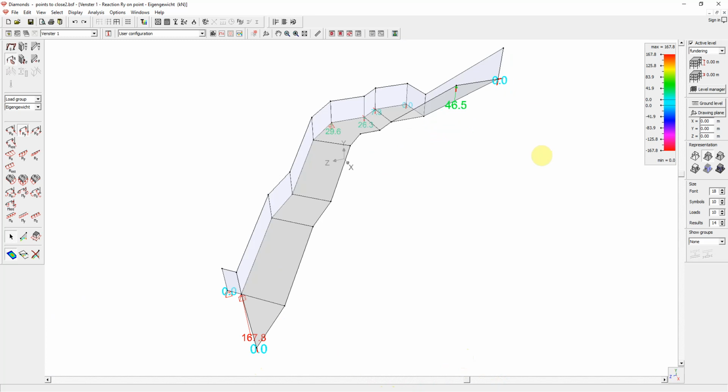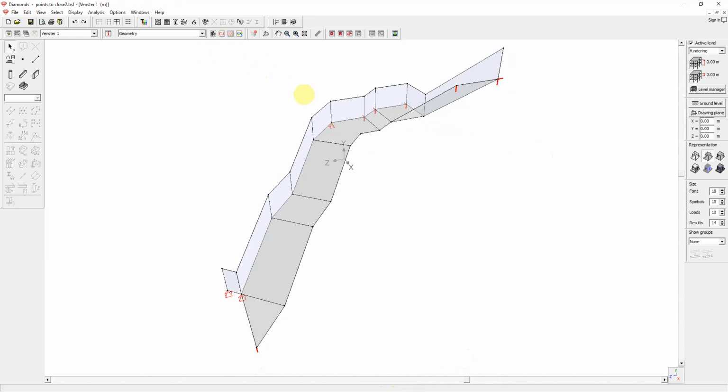When the reaction forces are not okay, meaning they are zero when you don't expect them to be zero, the internal forces will also be incorrect and therefore not reliable. We first need to find the cause and solve this issue before we can continue with the design of the structure. Going back to the geometry, at first sight, there seems nothing wrong with the model.